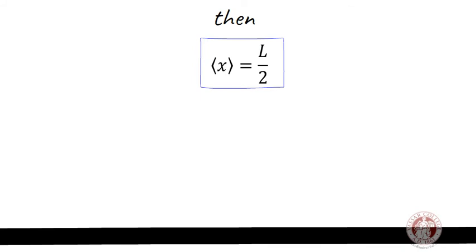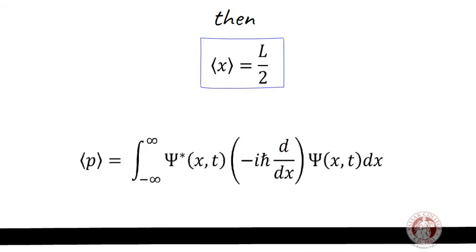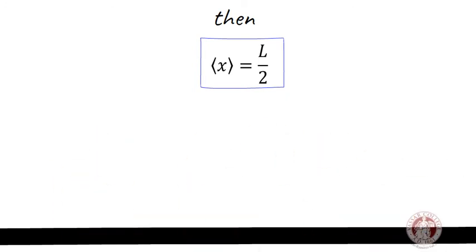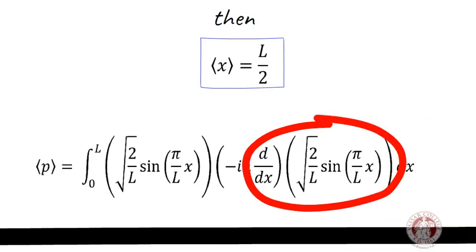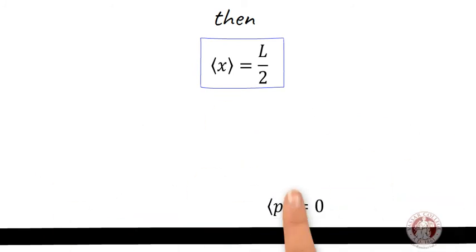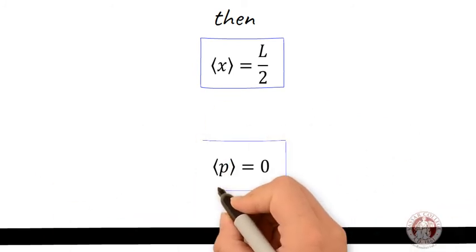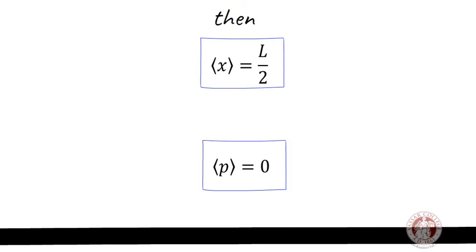Now, in order to calculate the expectation value of the momentum, we need to insert the wave function in the definition as follows. Here it is very important to notice that the derivative is applied only to the right function, that is, the original wave function. Again, performing the integral results simply in 0. This result is interesting as it means that the quantum system spends the same amount of time moving to the left and to the right.